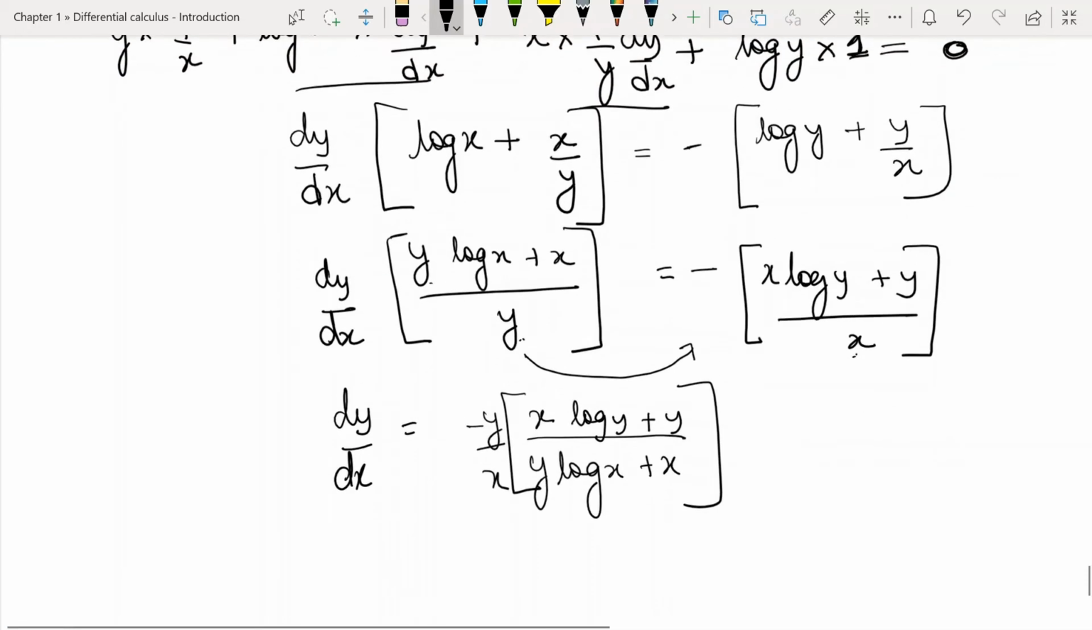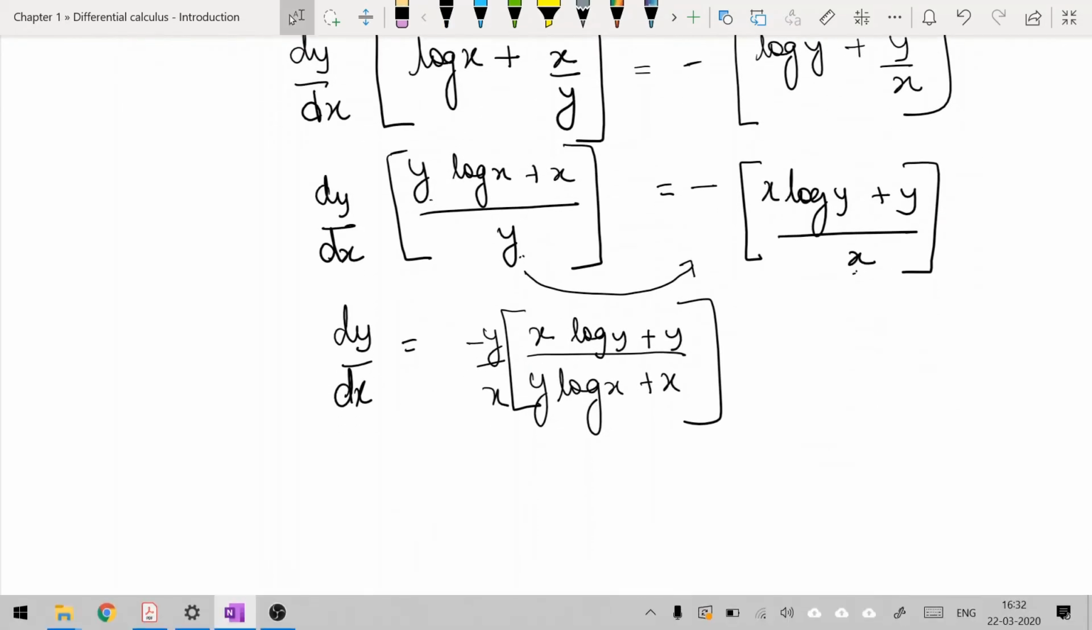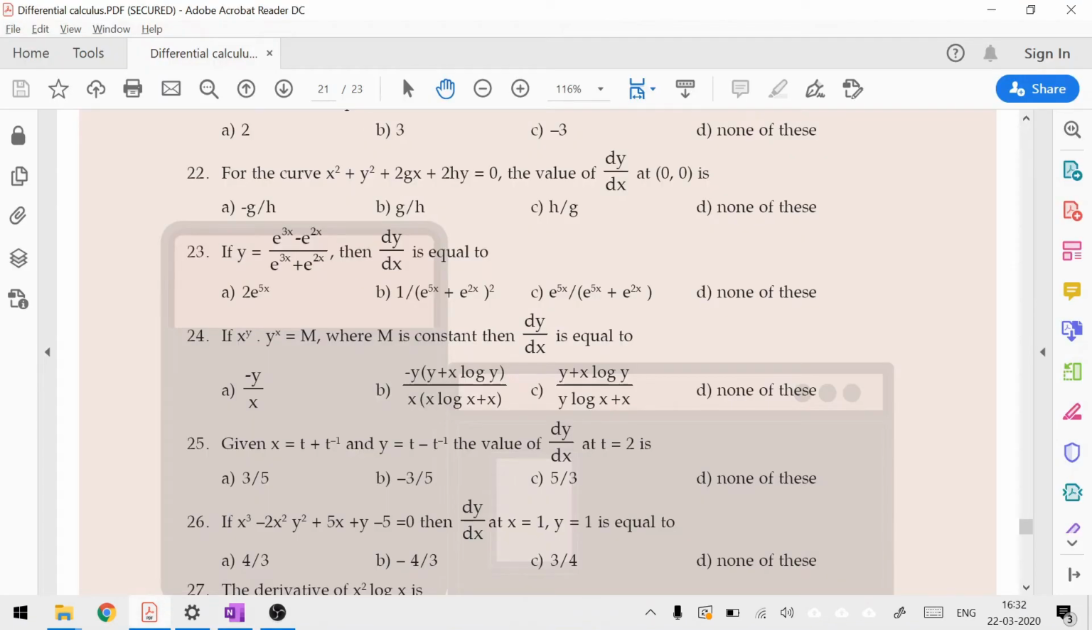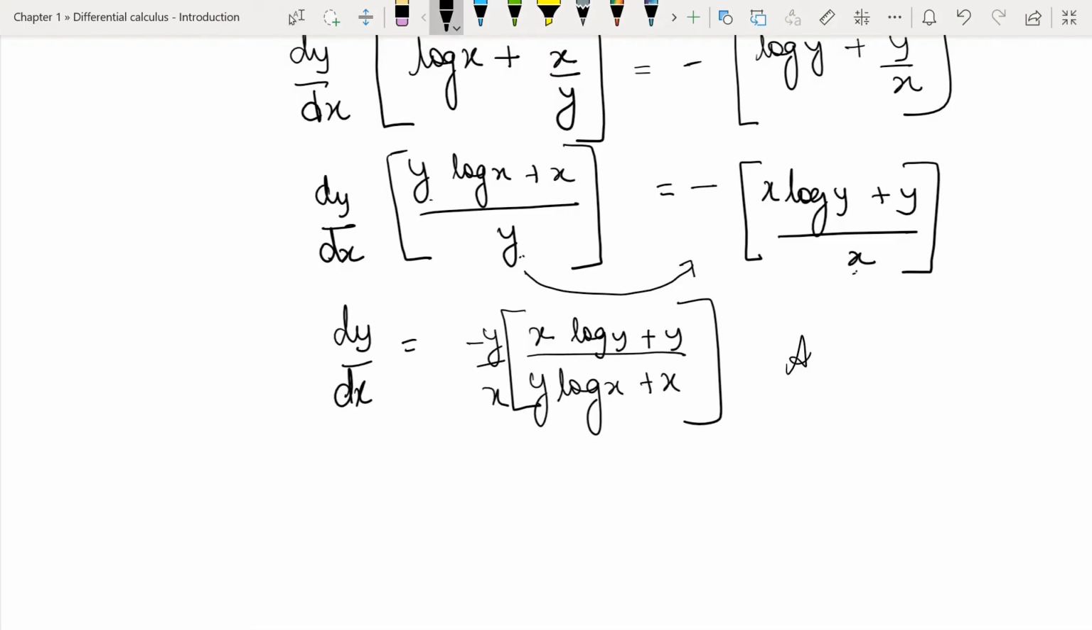Okay, so now let us go to the options and let's try to match it. So it's matching exactly with this option B. Okay, so the answer is option B.